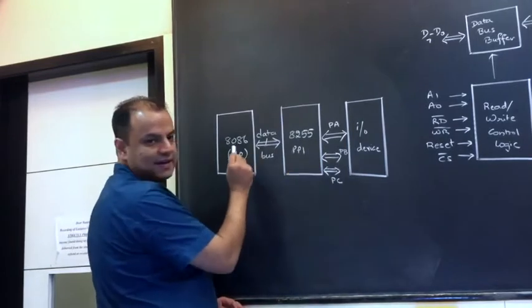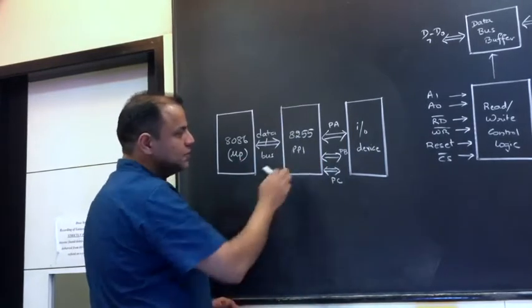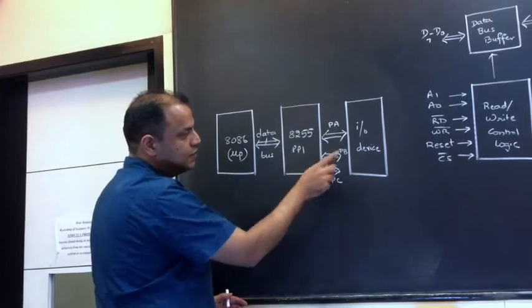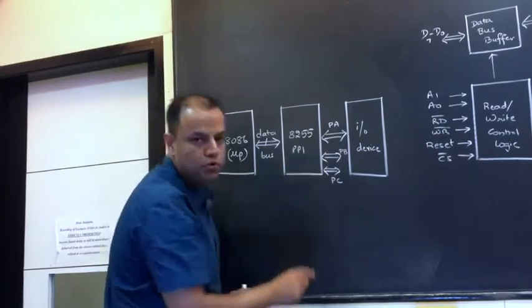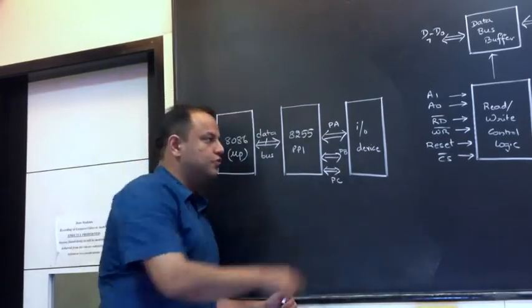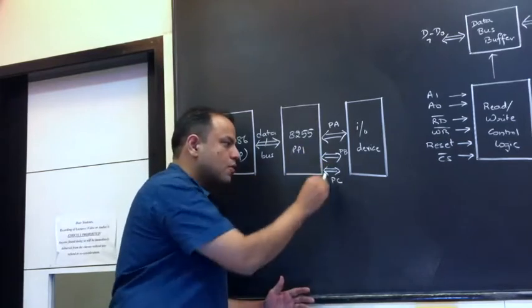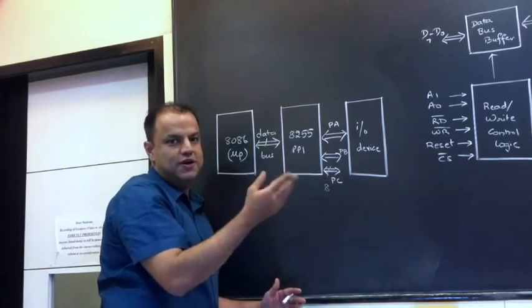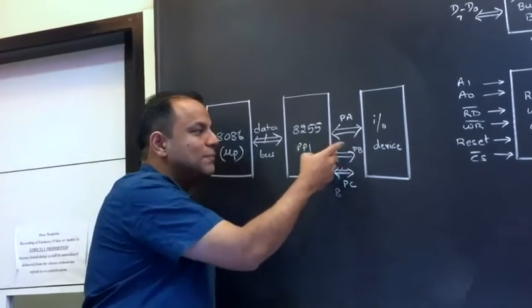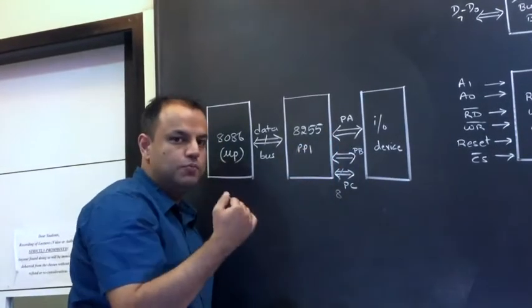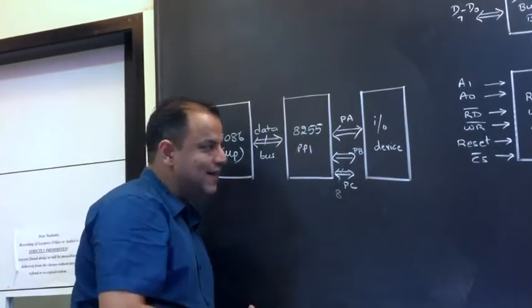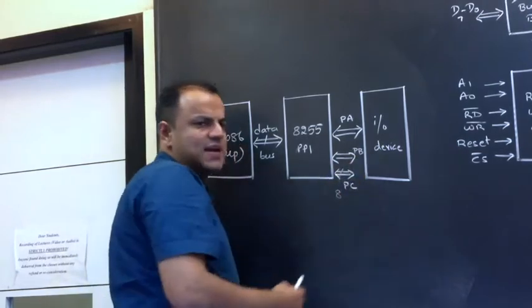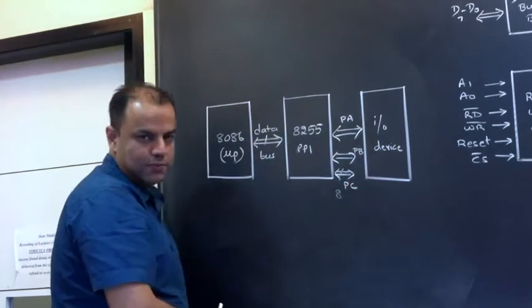Now look here. 8255 on one side is connected to the processor using the data bus. On the other side, it is connected to I/O devices on ports. 8255 has 3 ports. Port A, Port B, Port C. All ports are 8-bit ports, which means you can transfer 8-bit data. All ports are bidirectional. That means they can be used as input ports or as output ports. You understand that?